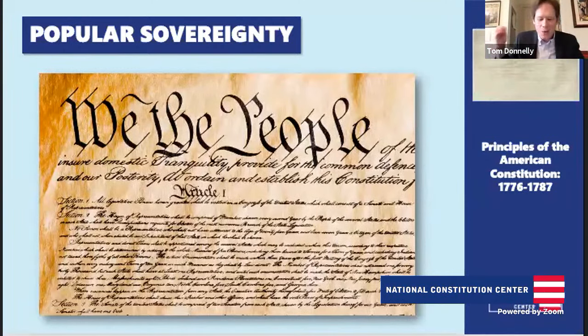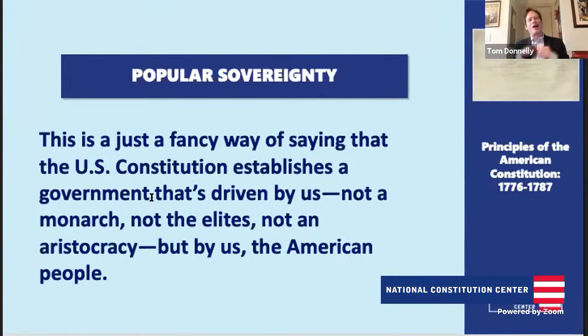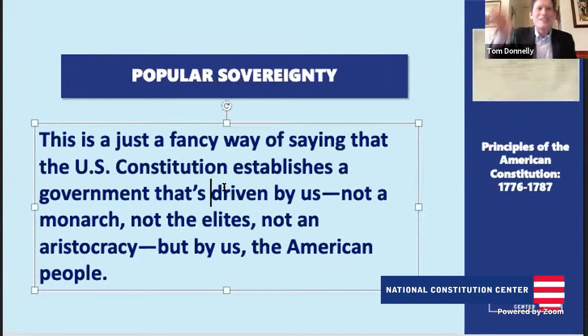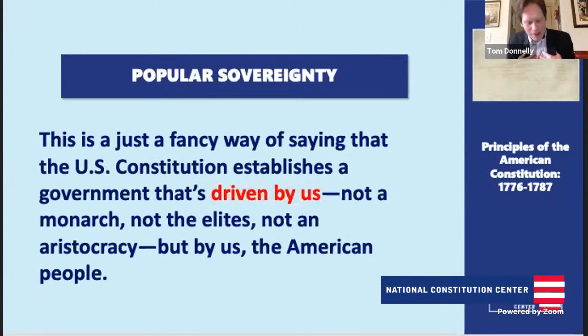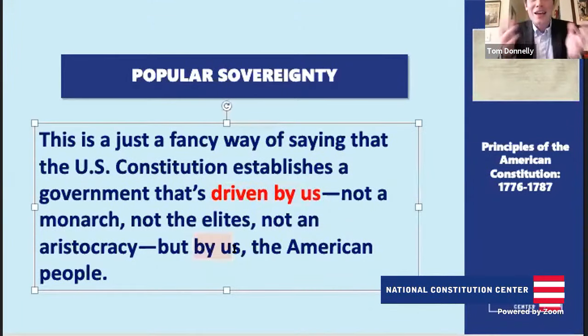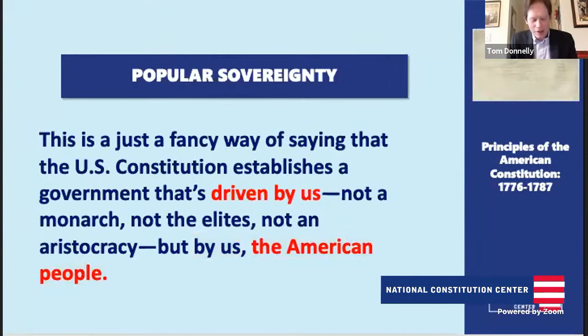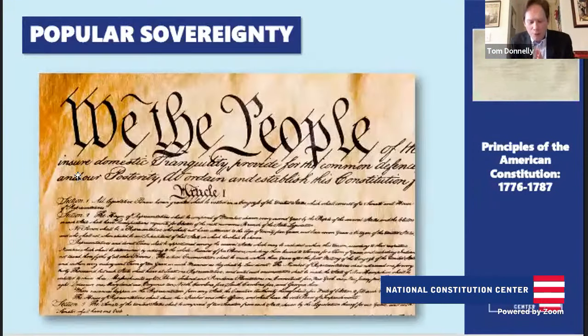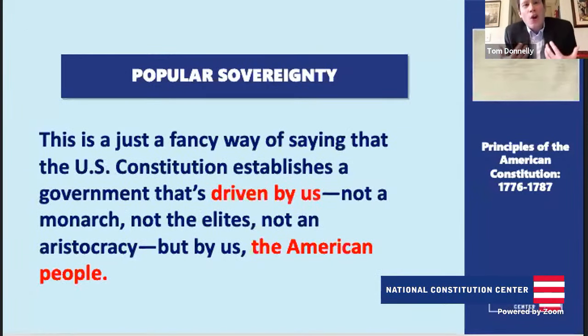Well, it's just a fancy way of saying that the US Constitution establishes a government that's driven by us. Not a monarch, not the elites, not an aristocracy, but by us, the American people. So where do we see this idea in the Constitution? Just think about the opening words of the preamble: we the people. So generally speaking, when we refer to popular sovereignty, we're talking about rule by the people, the idea that the ultimate authority, the ultimate legitimacy in the Constitution is derived from the people themselves.